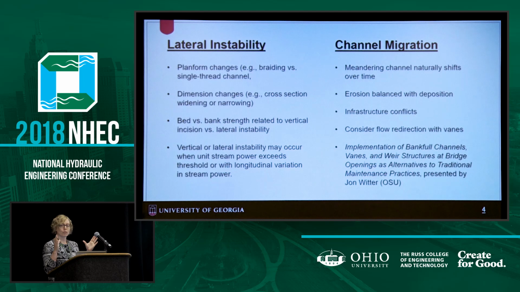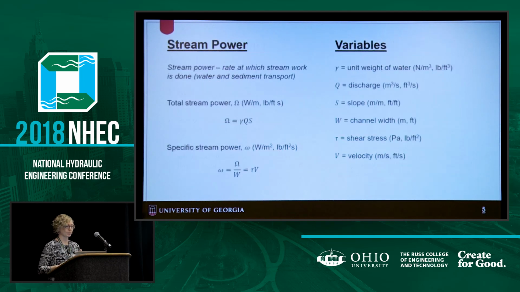So as you're thinking about vertical versus horizontal instability, if you think about your bed material versus your bank material, if you have really strong bed material and your banks are weaker, you're more likely to see lateral instability. On the other hand, if you have strong, cohesive banks and relatively weaker bed material, you're more likely to see vertical problems. In both cases of vertical or lateral instability, one of the things we want to think about is stream power. So let me explain.